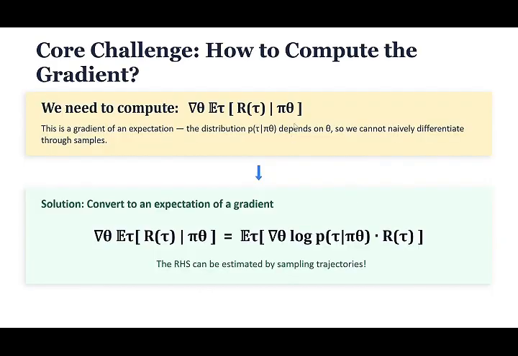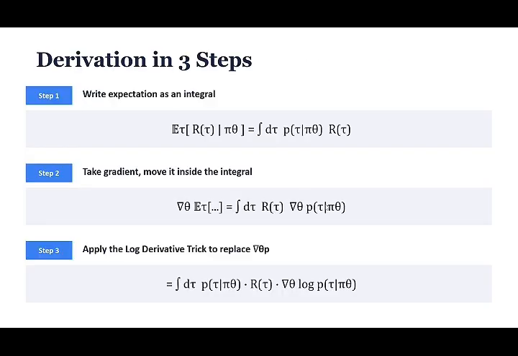And the key thing is how to compute the gradient. What we need to compute is this part, which we mentioned before in the reward part. This is the gradient of an expectation, and it depends on theta, so we cannot naively differentiate the samples. What we do next is to add a log in this part, and the right-hand side can be estimated by sampling trajectories. We'll see after this page how this happens.